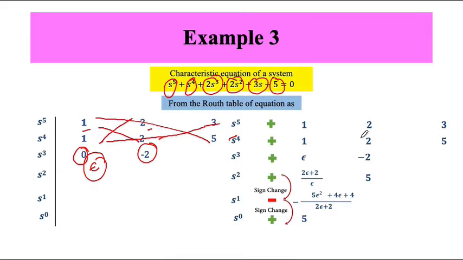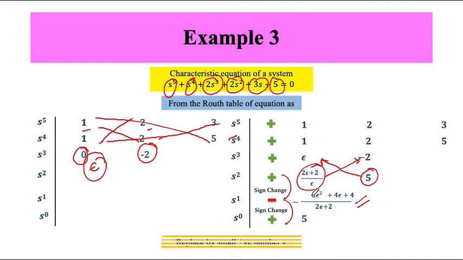This will be 2 epsilon plus 2 divided by epsilon. Similarly, you calculate here: 5 epsilon divided by epsilon is 5 itself. Next you multiply these terms, minus this divided by this, and you get this term. Similarly, you just do the calculation. So what we are doing here is replacing the 0 with a small positive number epsilon.